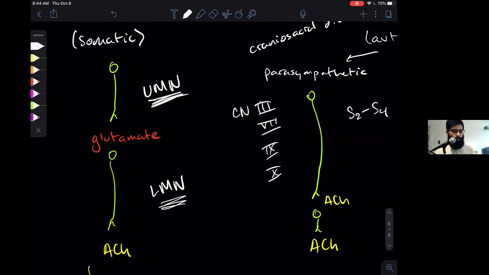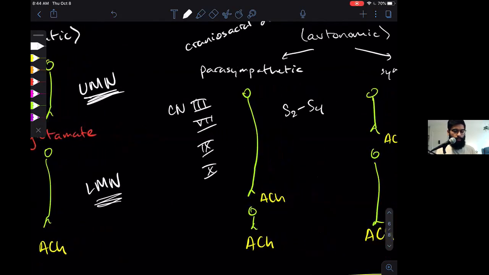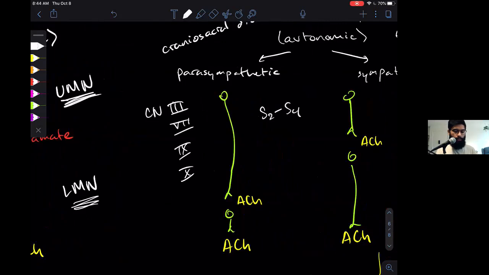All right, so this is going to be called upper motor neuron, lower motor neuron. These are going to be called preganglionic and postganglionic.